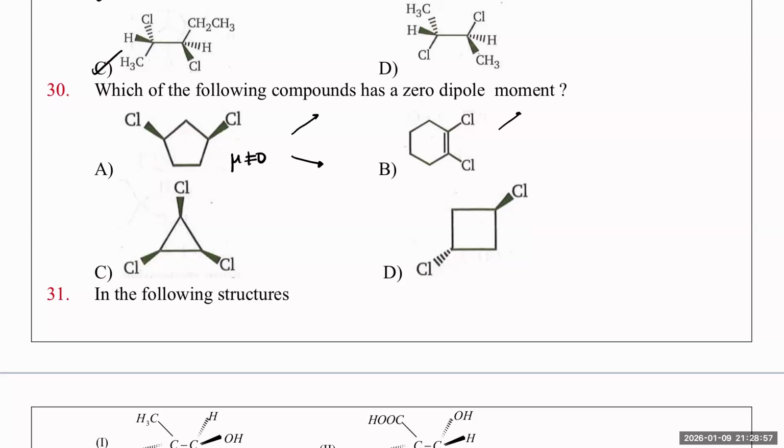Here also, chlorine and chlorine are going like this. So mu is non-zero. Now here all three chlorines are going upwards, which means they are all going in the same direction. So mu is non-zero. Now here one chlorine is going like this, the other chlorine is going like this. So mu is zero. So of the compounds, only one has zero dipole moment, which is D. Clear?